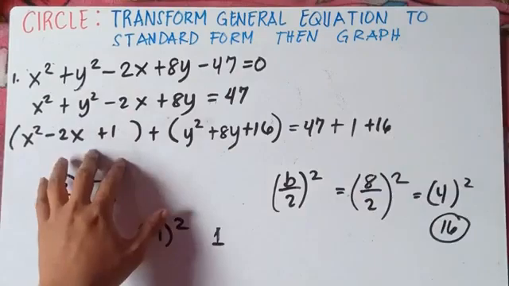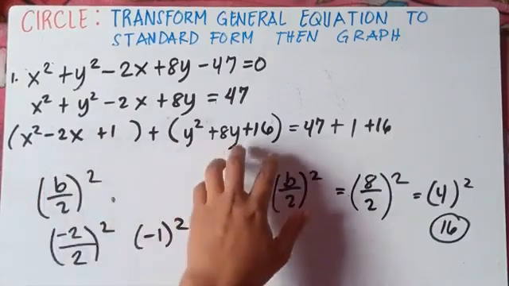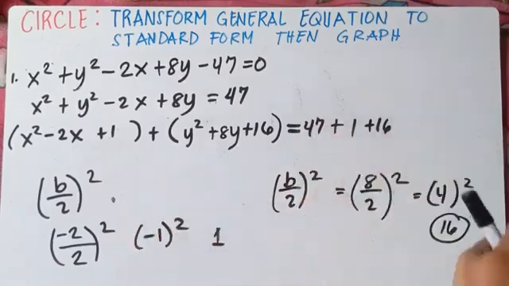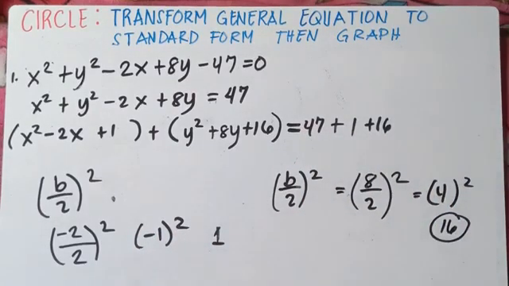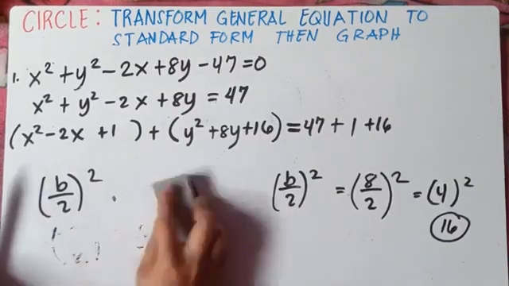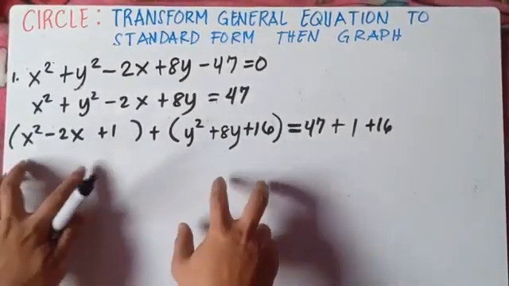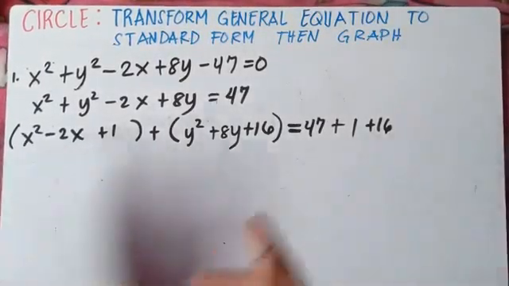So you add 1 on the left side, you also add 16 on the left side of this equal sign. Therefore, you also add 1 and you also add 16 on the right side to make the equation balance. Alright? So that's it. Now next, this is a perfect square trinomial. We make it into a square of a binomial.